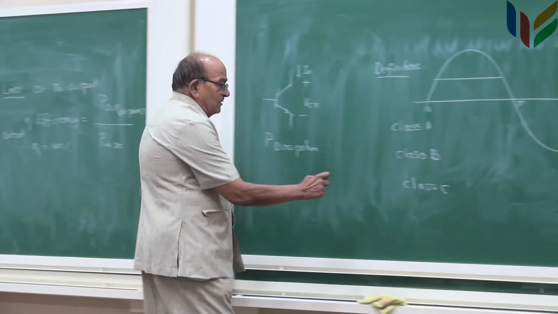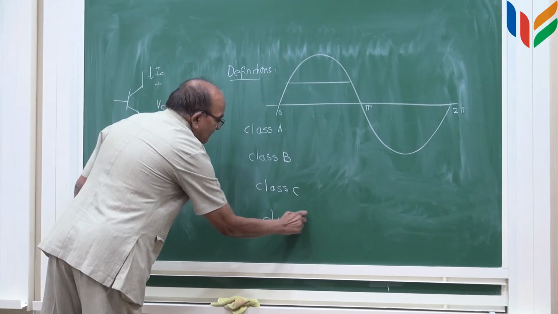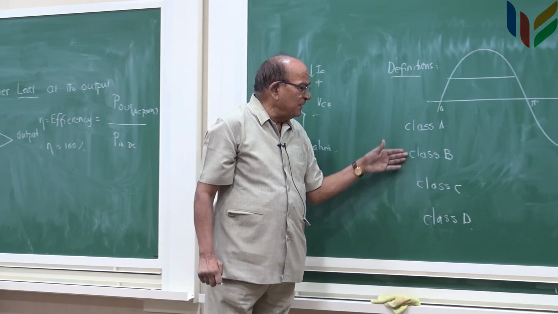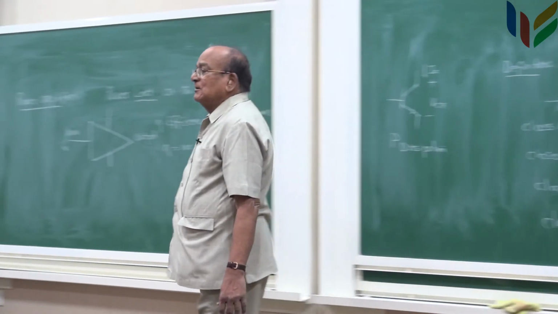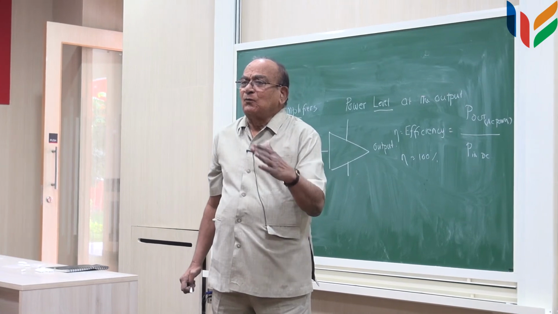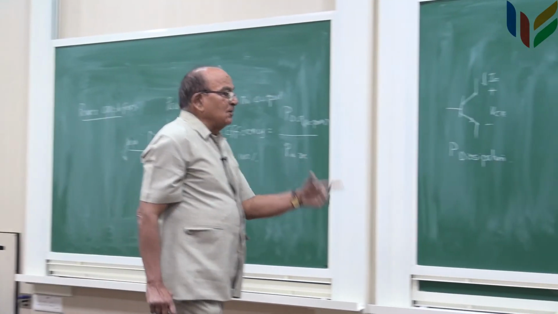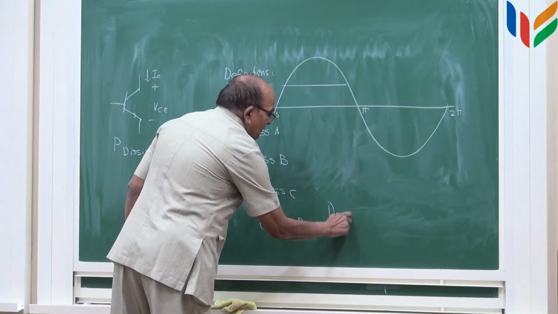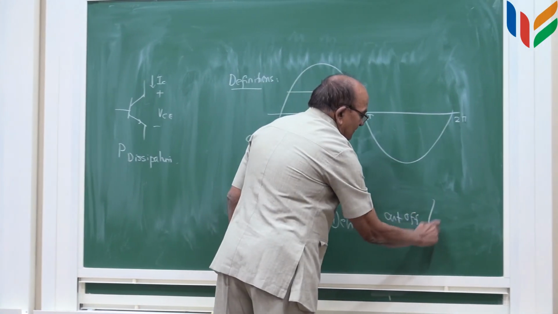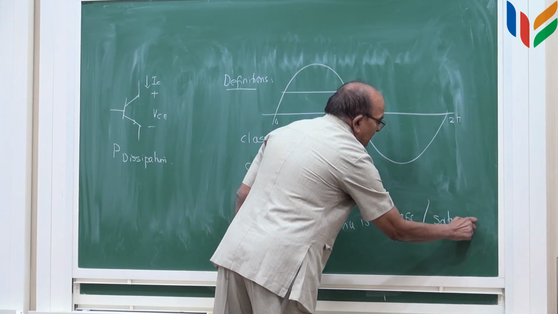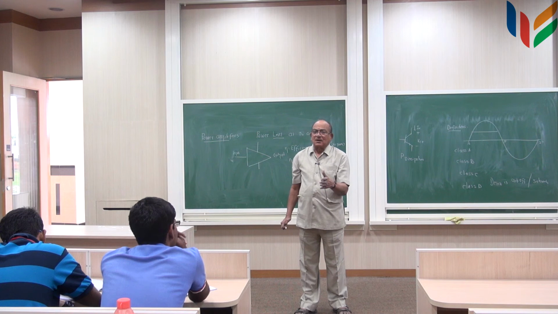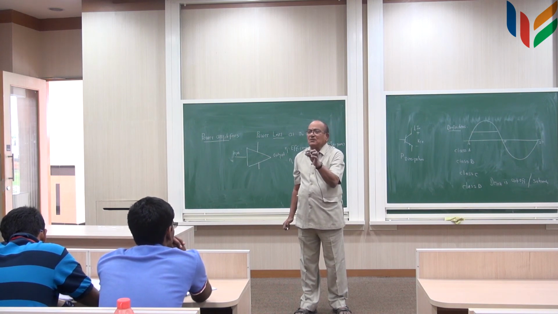Then we have class D amplifiers, where historically we had only class A, B, C, but class D is comparatively a recent addition, where the devices operate either in a cutoff mode or a fully saturated mode. In this situation, the device is fully cut off or saturated. You understand these words cut off and saturated? Cut off means there is no current, and saturated means the voltage across it is approximately 0.